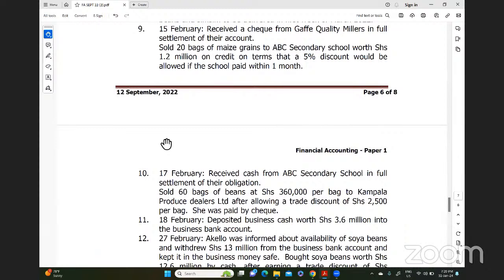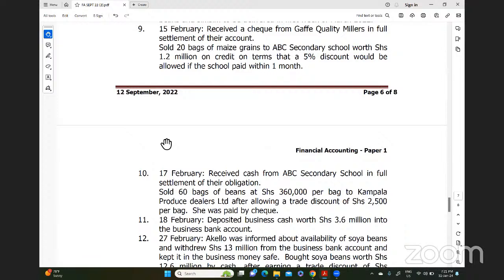How much money? 20 bags worth shillings 1.2. There is no "each" there. Do we have an each? No. So meaning the 20 bags were worth 1.2. There are people who know that what they have been doing is multiplication, so they will multiply everywhere, and in such a case someone gets 240 million. And then you put it on the paper.